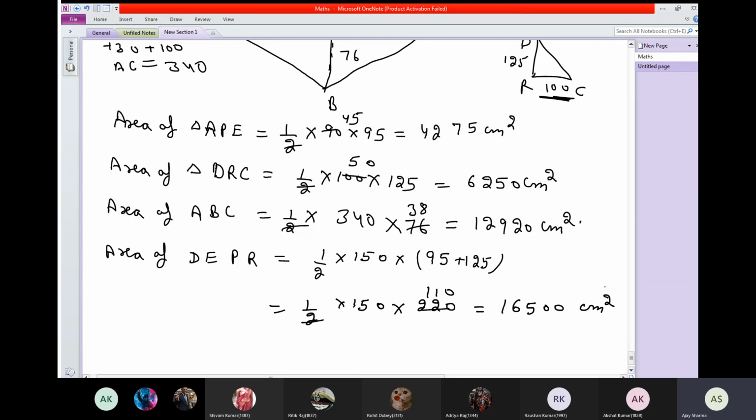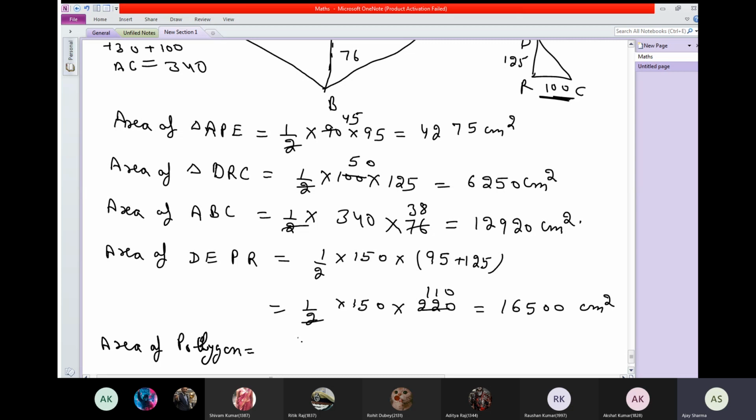Now what we do, we divide the polygon into four parts, three triangles and one trapezium. Now you have to find the area of the polygon. That means you have to add all these four parts. What is the area of the polygon?